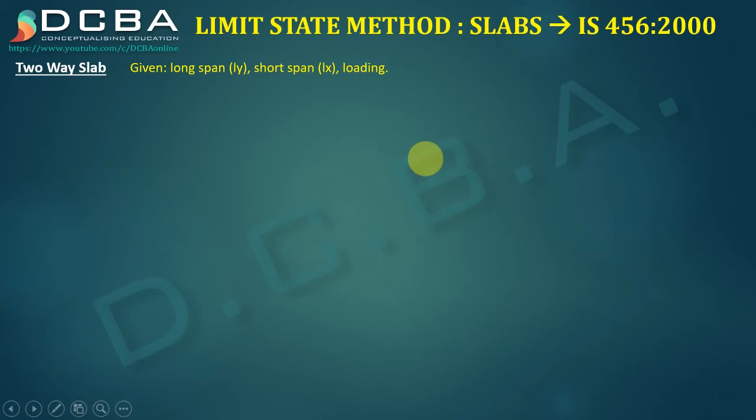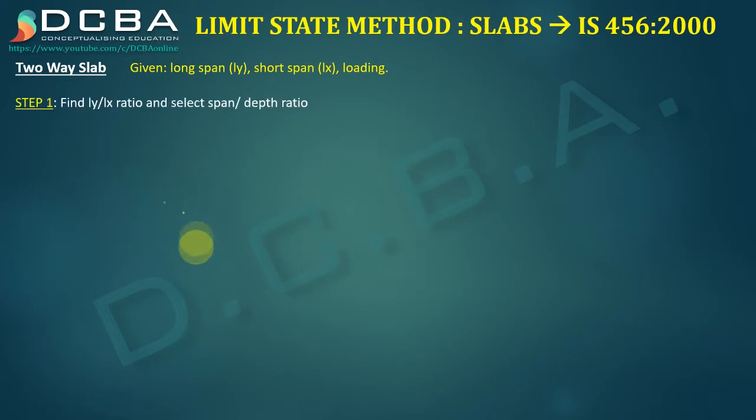Today we will be starting with the new topic of two-way slabs, and in the previous lecture we completed one-way slab numericals. So the two-way slab is also identical in steps, just a little bit of modification here and there. And as you know, for a two-way slab, Ly by Lx is less than or equal to 2. So first we will find the Ly by Lx ratio, and if it is less than or equal to 2, we will understand that it is a two-way slab.